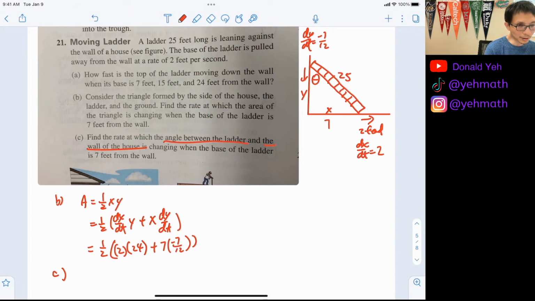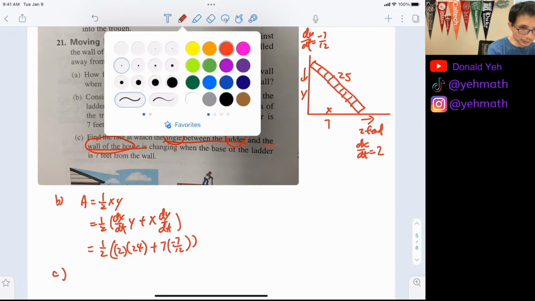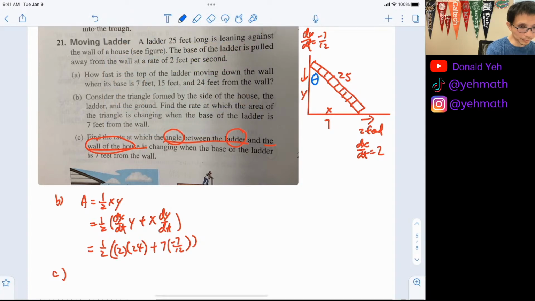The next question says find the rate of change of the angle between the ladder and the wall of the house. So this one's a little bit different. You want to pay attention to this small part right here, because they say the angle between the ladder and the wall of the house. So this one has to be the angle right here. I'll show you in a different color. For part A, I already found it's -7/12. Now for this part, I want to figure out how fast the angle is changing.